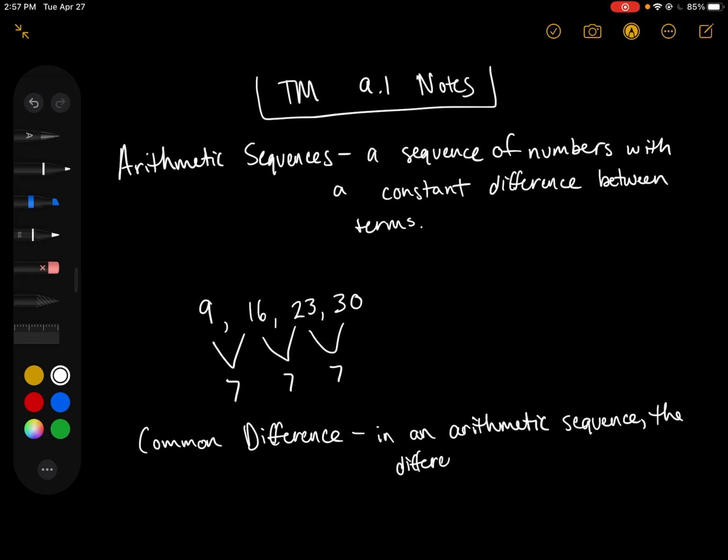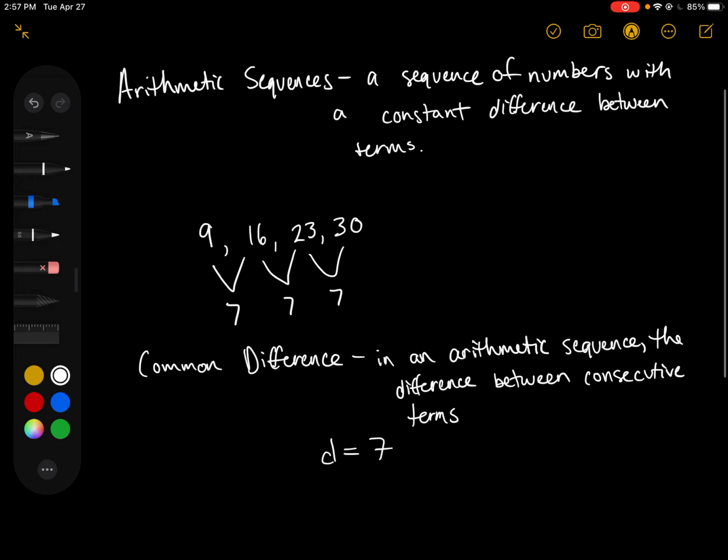This is just, in an arithmetic sequence, the difference between the terms. Or the difference between, I should say, consecutive terms, or terms that are next to each other. So quite literally, we just take the number that's next to it and we subtract it. And as long as that question is always the same answer, so if we always have 7, we're in good shape. That's what we're looking for. So in this case, common difference is 7. We label that as D.